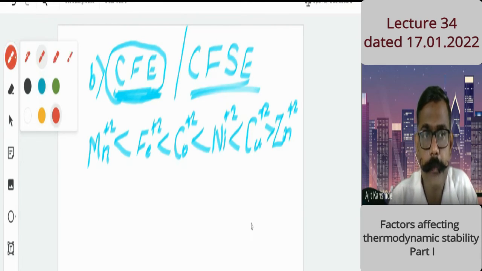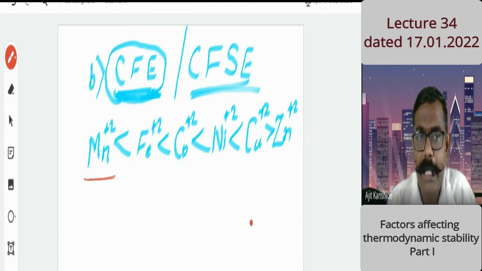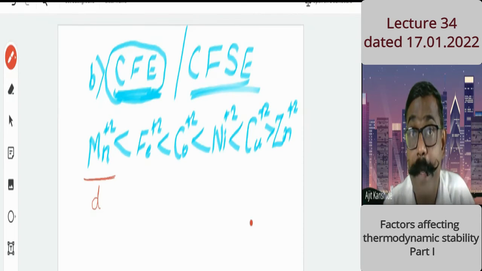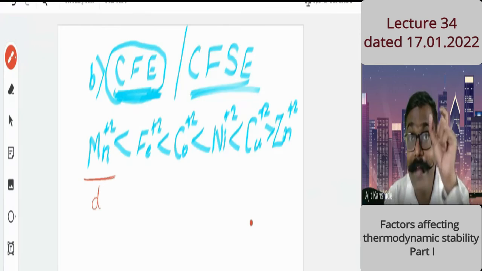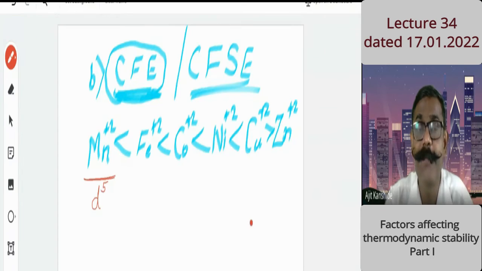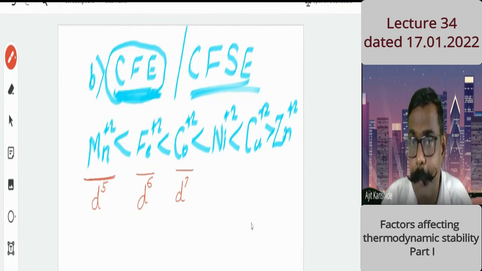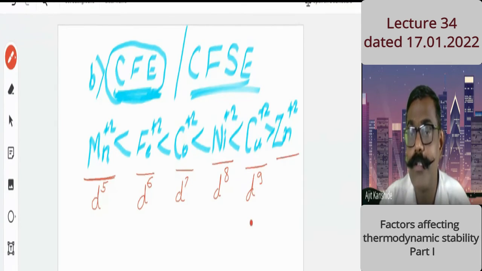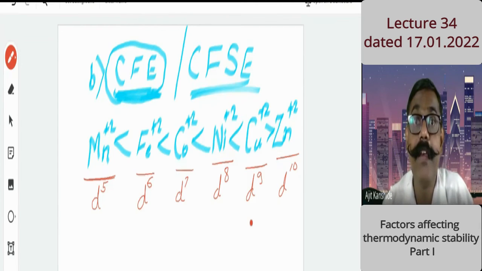How many electrons remain in the outermost orbitals of Mn plus 2? What is the atomic number of manganese? 25. So 5 is the last digit, and those electrons will be there in the dipositive oxidation state. So it's a d5 electronic configuration for Mn plus 2. For Fe plus 2, it is d6. For Co plus 2, it is d7. For Ni plus 2, it is d8. For copper plus 2, it is 9 electrons. And for zinc, completely filled orbitals, that's d10.